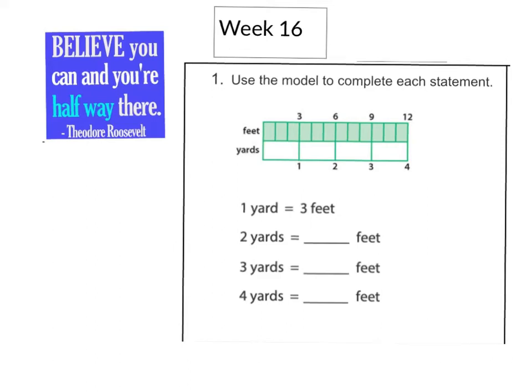Number 1, use the model to complete each statement. 1 yard equals 3 feet. We can see that from the model. Here's where our yards are listed on the bottom, and 1 yard is equal to 3 feet. So we can use the model to fill in the rest of the information. 2 yards is equal to 6 feet, 3 yards is equal to 9 feet, and 4 yards is equal to 12 feet.